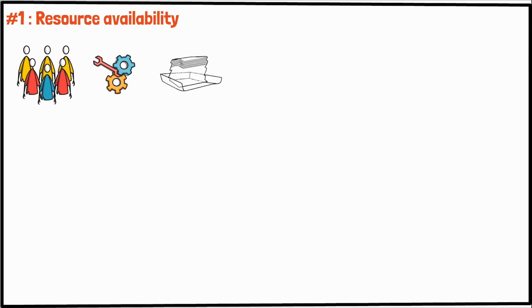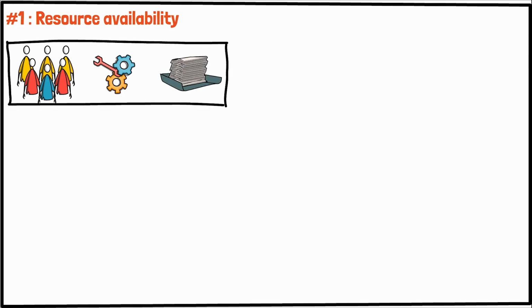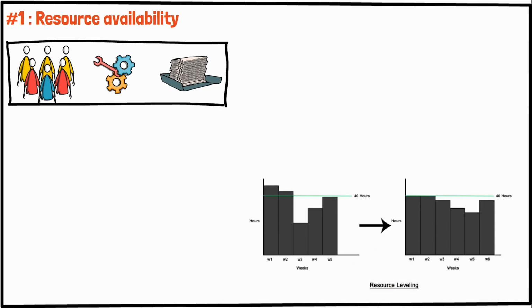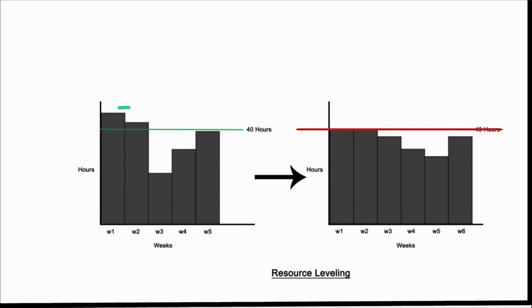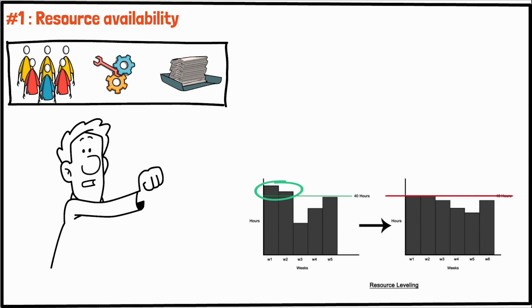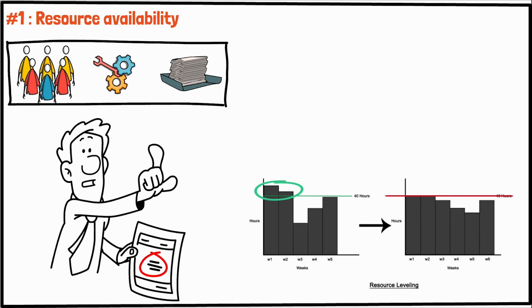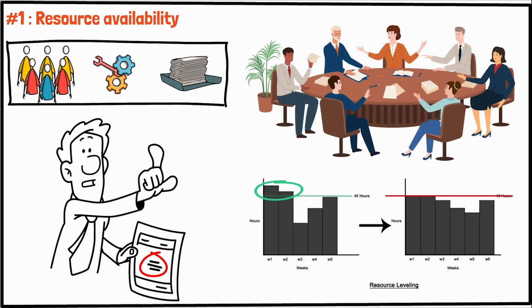The first limitation often stems from resource availability. Resources, whether they be personnel, equipment, or materials, are rarely unlimited. To address this, project managers can employ resource leveling techniques, adjusting the schedule based on resource availability, ensuring that no resource is overallocated. This often involves delaying certain tasks until the necessary resources are available, thus ensuring that the project progresses without overextending the team or budget.